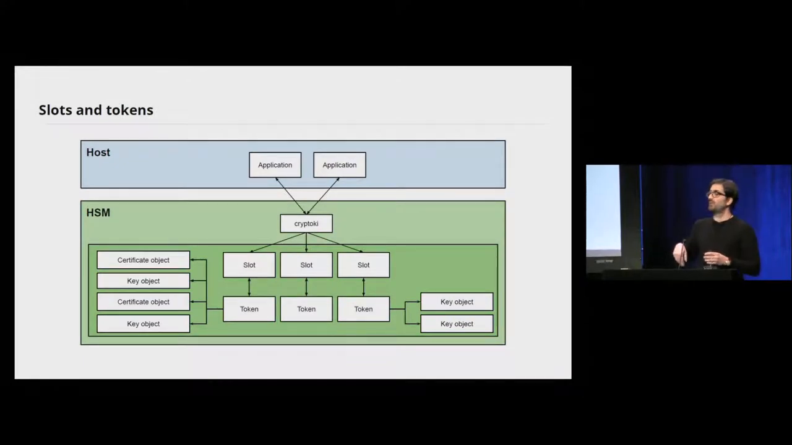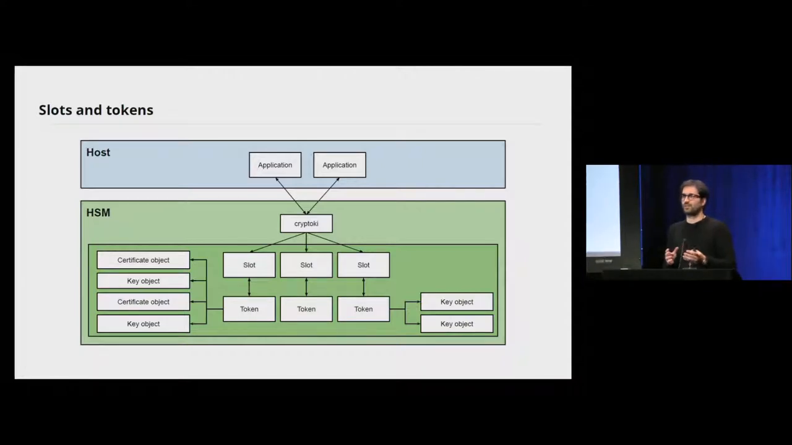Each object belongs to a token. What are tokens? When a user wants to log in to the HSM, they log in to a slot. What is a slot and a token? Originally, the token was the object that contains the cryptographic objects, like a smart card. And the slot was a physical device used to access the token. In that case, it was a smart card reader.